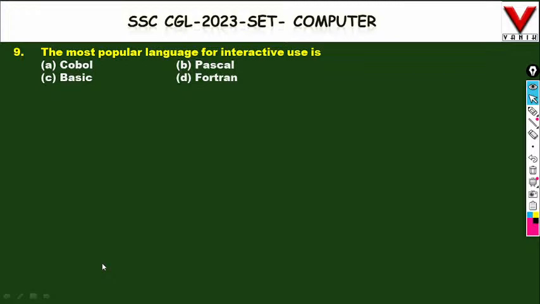BASIC: Beginners All-purpose Symbolic Instruction Code. It's a special type of language. It is basically used for beginners. It was developed by John G. Kemeny and Thomas Kurtz. So basically, Beginners All-purpose Symbolic Instruction Code. FORTRAN is Formula Translation. It was the first high level language, developed by John Backus in 1957.